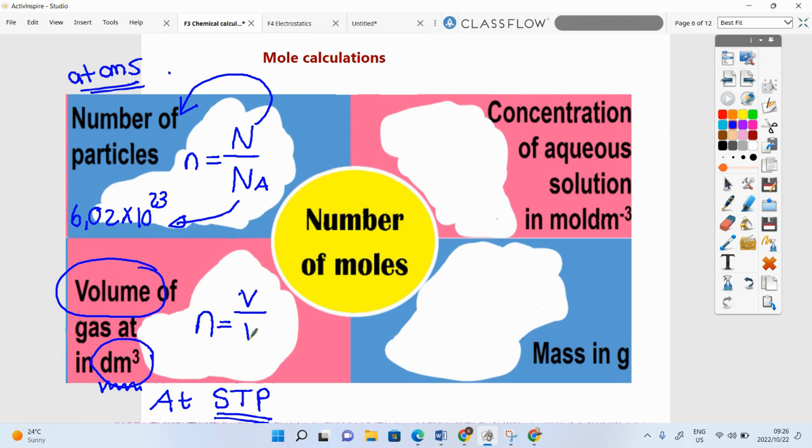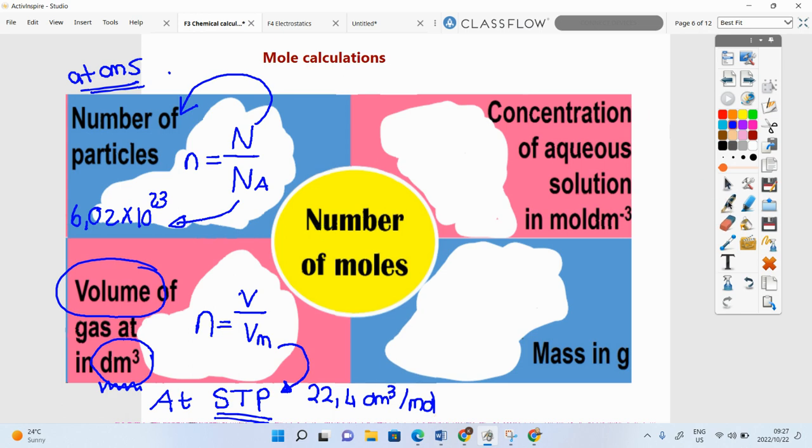V over Vm. This V must be in decimeters cubed. That part you're right. This molar volume, if it is at standard temperature and pressure, is always going to be the same number. It's a constant that you find on your information sheet, 22.4 decimeters cubed per mole. So yes, you're right. It is 22.4.